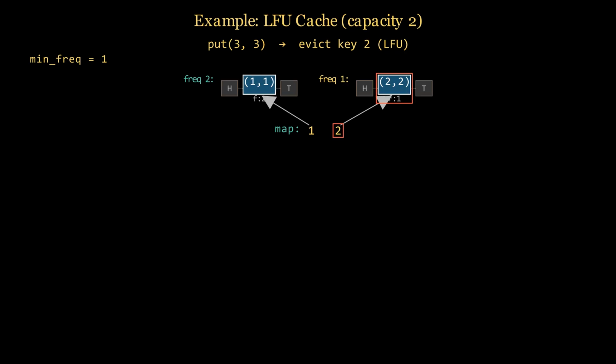Put 3,3. The cache is full. We evict the least frequently used item. Key 2 has frequency 1, the same as the minimum, and within the frequency 1 bucket key 2 is the least recently used, so we evict key 2. We remove its node and add the new node for key 3 with frequency 1.